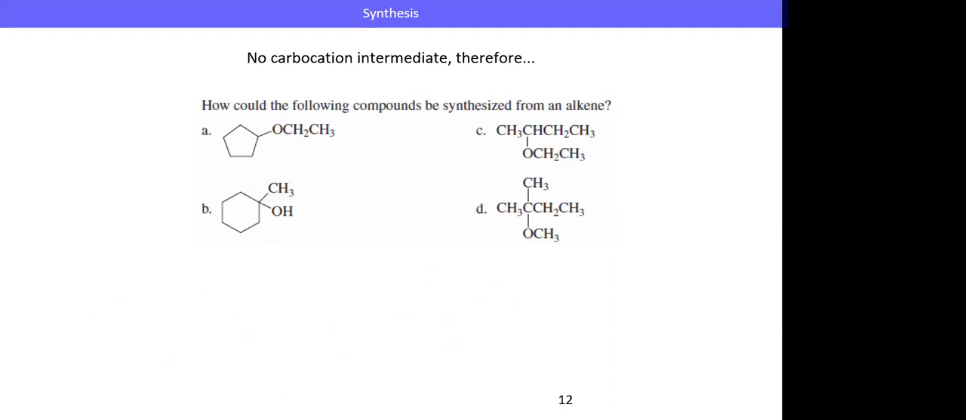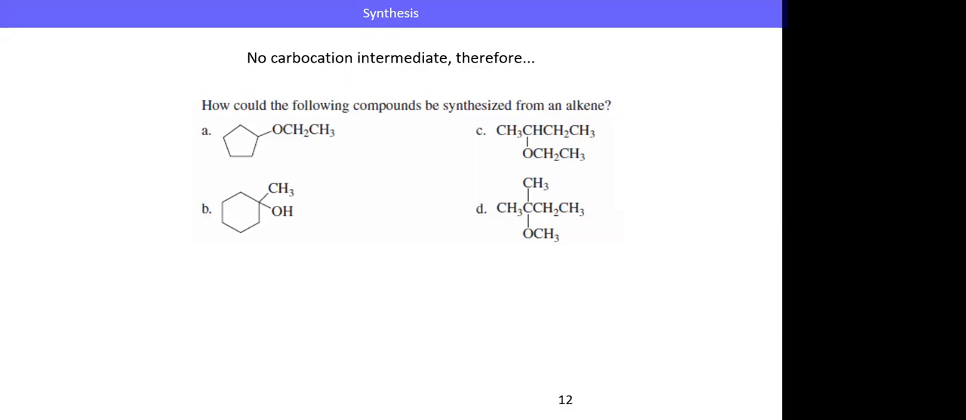All right, so that's the general gist of these synthesis problems. We only have three reactions really that we know so far, right? We have addition reactions, elimination reactions, and substitutions. So we have kind of limited tools when it comes to these synthesis reactions.